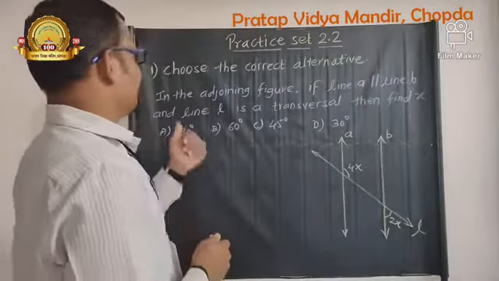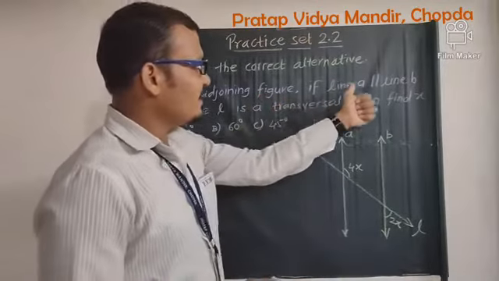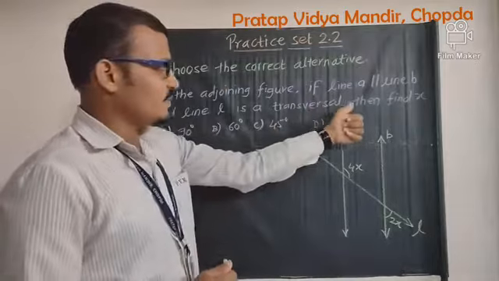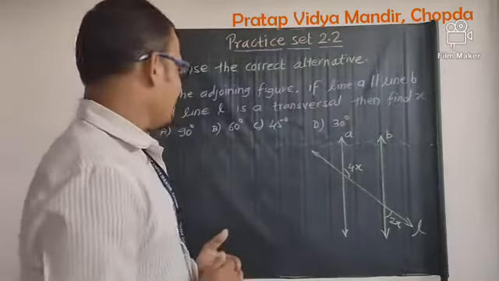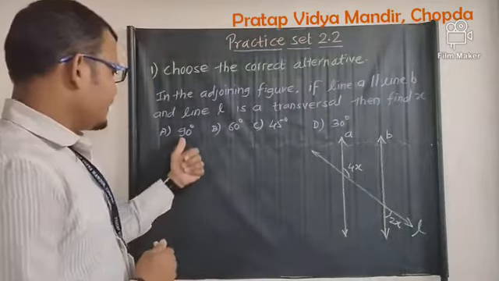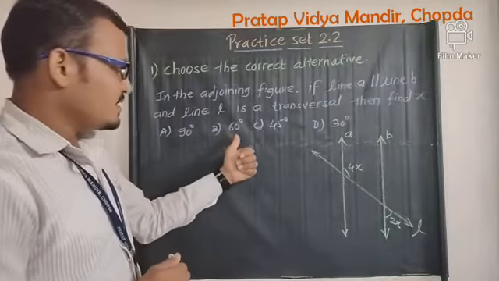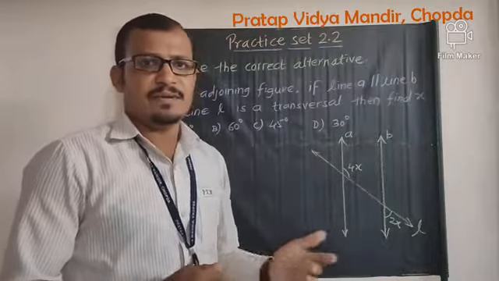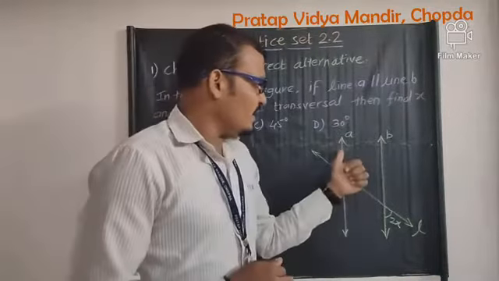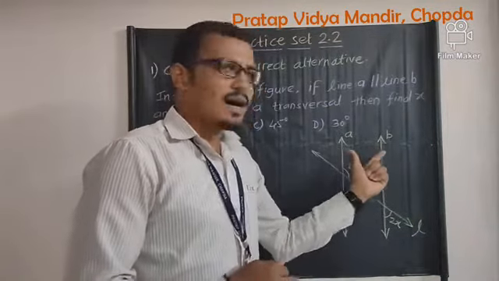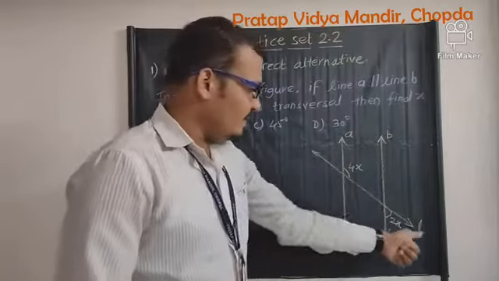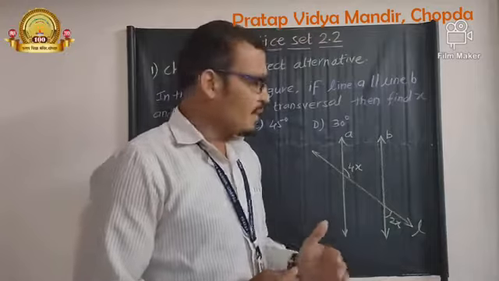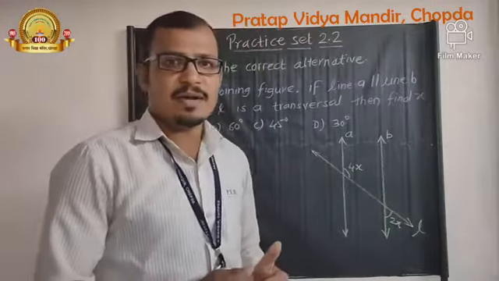The question is, in the adjoining figure, if line A parallel line B and line L is a transversal, then find x, and options are given. A is 90 degrees, B is 60 degrees, C is 45 degrees, and D is 30 degrees. Friends, here line A and line B are the parallel lines, and line L is the transversal of line A and line B, and here we have to find the value of x.